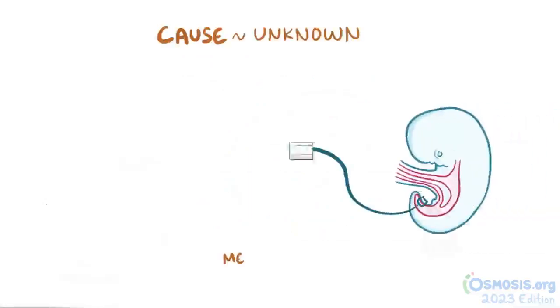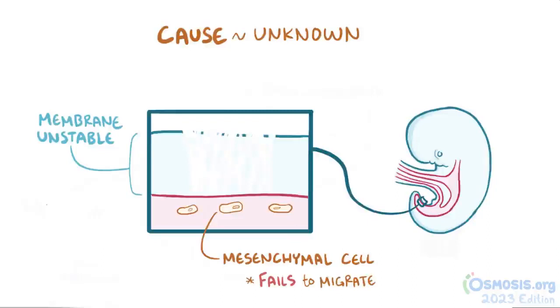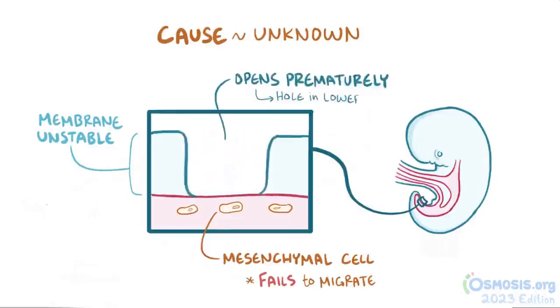The exact reason that bladder exstrophy happens in some infants is unknown. But one theory is that the mesenchymal cells fail to migrate between the endoderm of the cloaca and the ectoderm of the anterior abdominal wall. Without mesenchymal support, the cloacal membrane becomes unstable and opens up to the outside prematurely. And this creates a hole in the lower abdominal wall, which exposes the internal structures, like the bladder, to the outside.